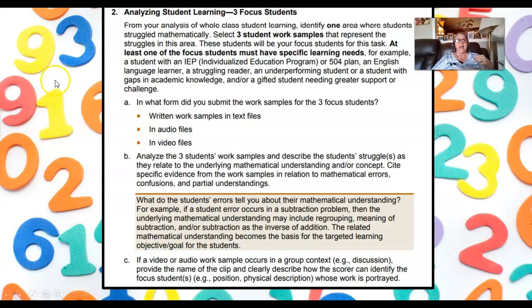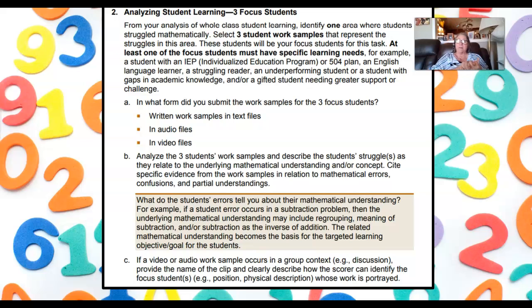This is your prompt. Analyzing student learning, 3 focus students. And it really gives you directions. It says, from your analysis of the whole class learning, identify one area where the students struggle mathematically. Select 3 student work samples that represent that struggle. And these are going to be your focus students. At least one of the focus students should have a specific learning need. Now, it doesn't have to be IEP or 504. It can also be an English language learner, a struggling reader, an underperforming student, someone who seems to have academic gaps.